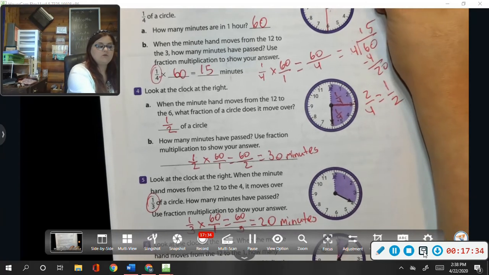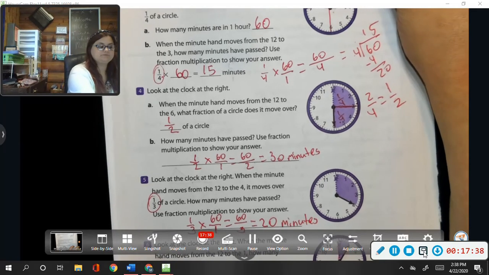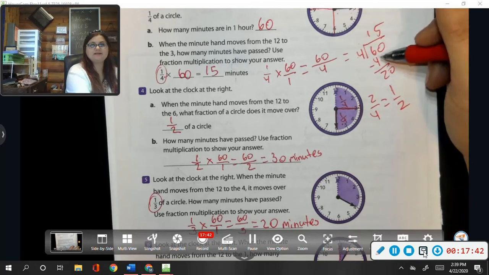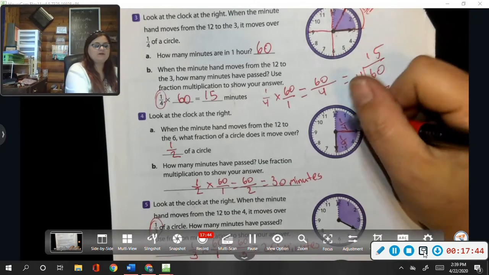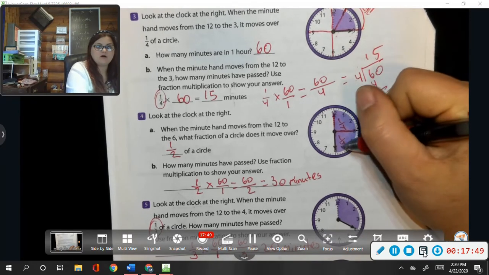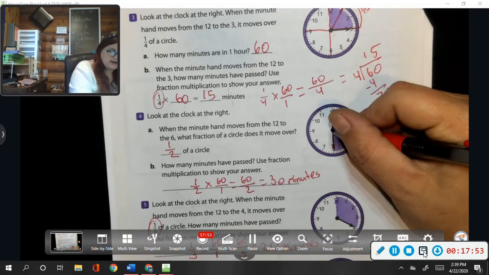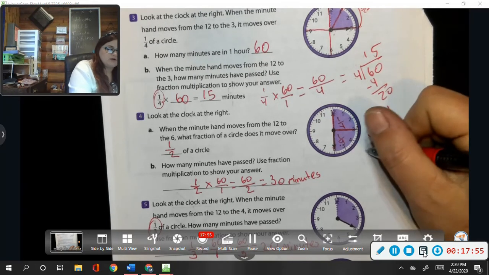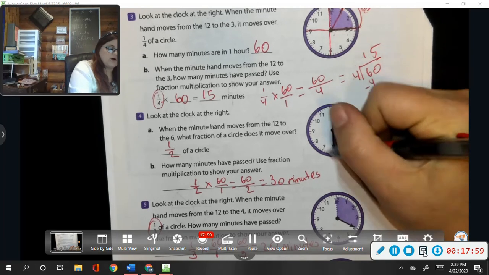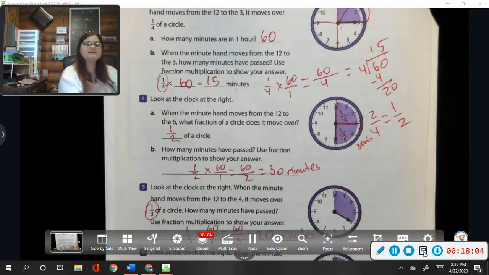Well, this angle was 15 minutes. So when the 3 and the 12 meet together, that's 15 minutes. This angle that started at 12 and came all the way to 6 was actually half of our circle, meaning it was 30 minutes because we know that one whole go around the clock is worth 60 minutes.